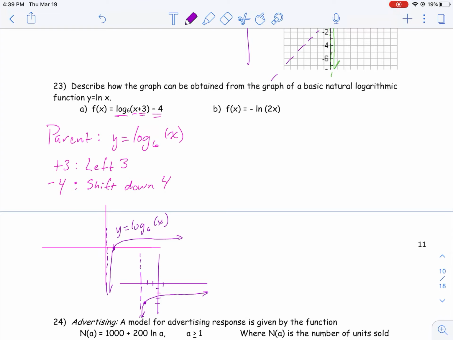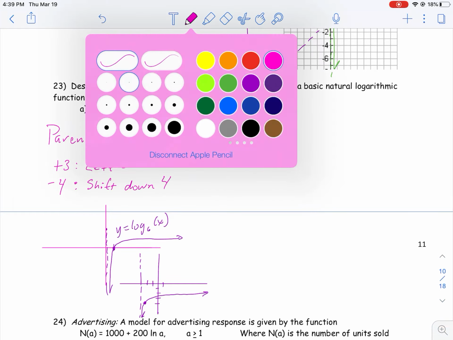So it didn't ask you to graph it, but I just wanted to show you how knowing these transformations really affects the graph. The left 3 moves this left 3. The down 4 is going to move your x-intercept down 4. All right, let's finish this up. How about this one? What's going on here?